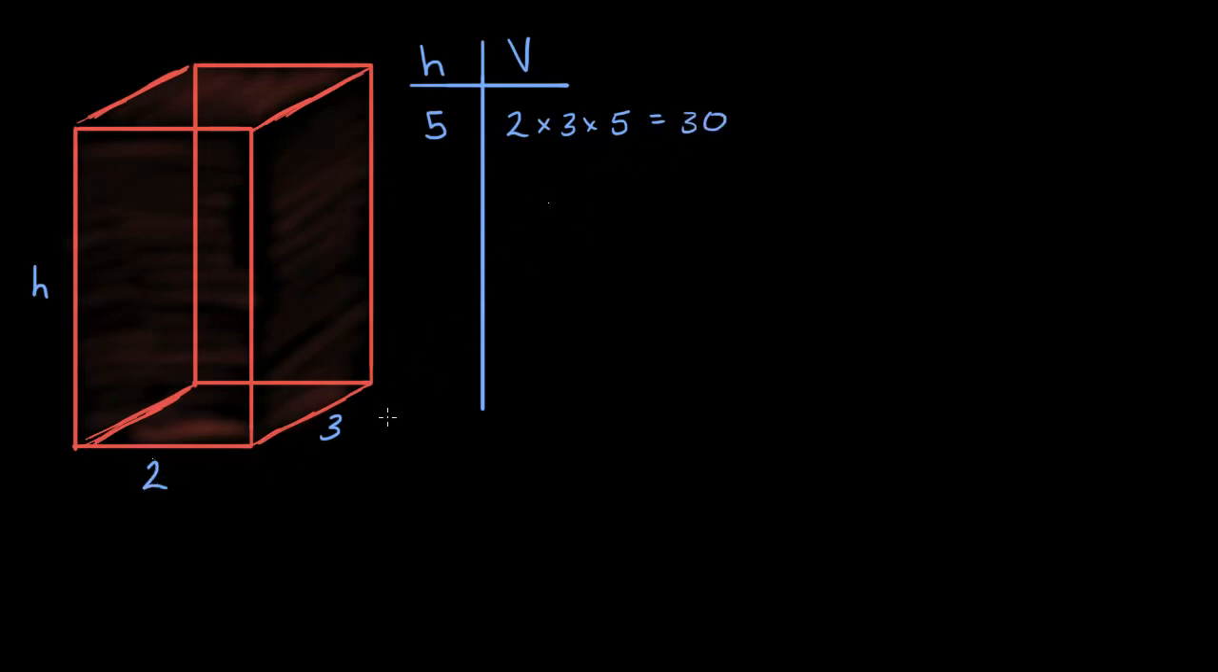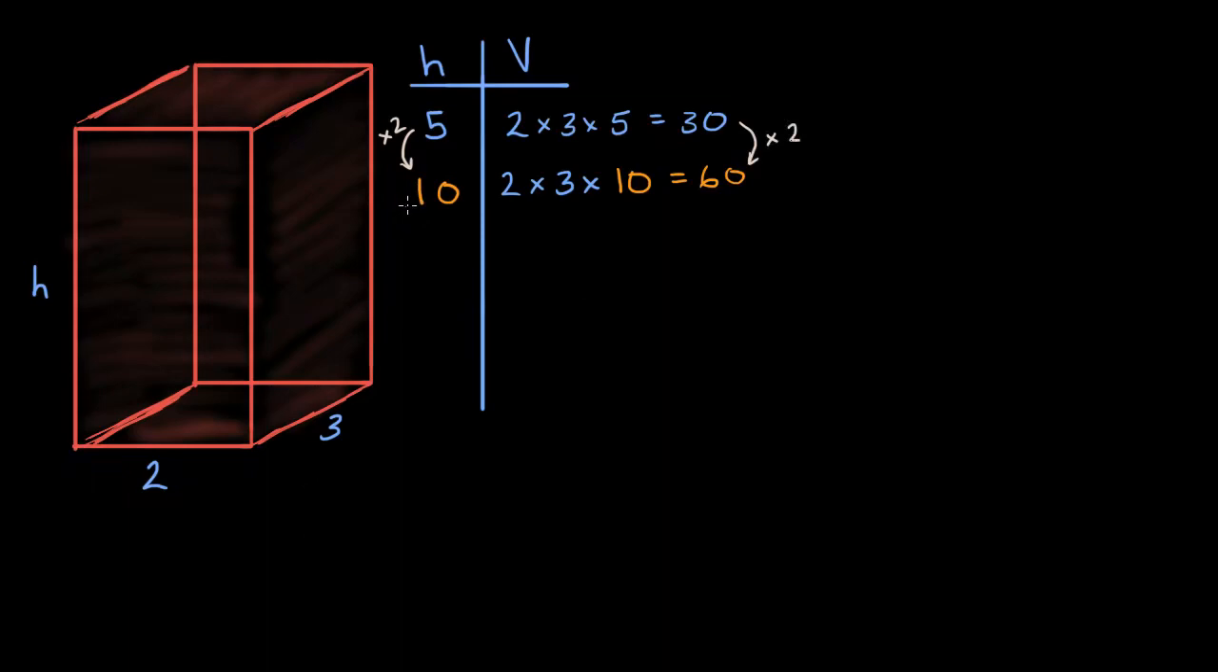All right, now let's think about if we were to double the height. What is going to happen to our volume? So if we double the height, our height is 10. What is the volume? Pause this video and see if you can figure it out. Well, in this situation, we're still going to have 2 times 3 times our new height, 10. So now it's going to be 6 times 10, which is equal to 60. Notice, when we doubled the height, if we just double one dimension, we are going to double the volume.